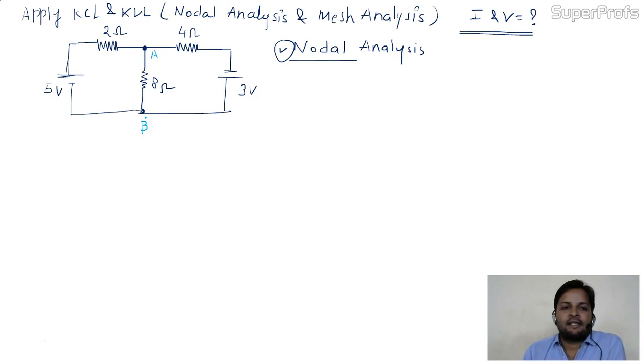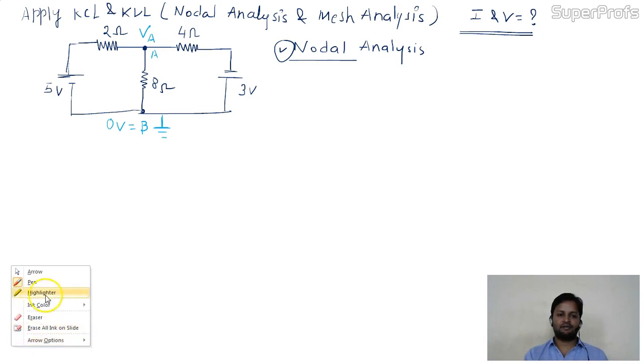In the second step we have to ground one node. Yes, this is the default ground node. This is grounded, which means the voltage at B is 0 volt. Then assign the voltage; here I assign the voltage VA. Now we identified the number of nodes, grounded one node, and assigned the voltage to the nodes. In the fourth and last step, we have to write down the KCL equations.